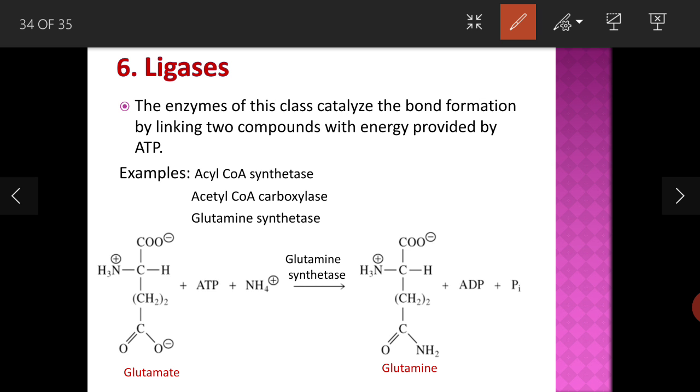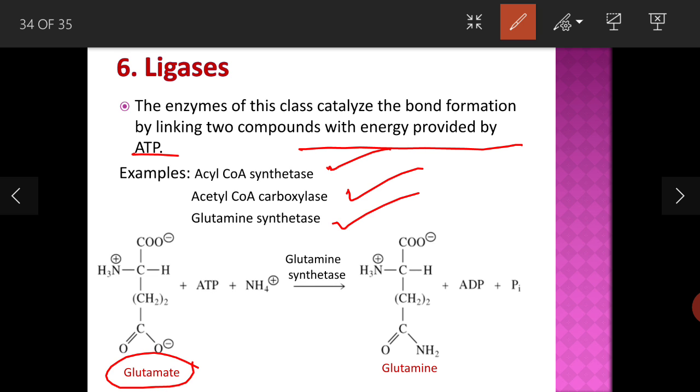So coming to the ligases. Ligation means joining. This class of enzymes catalyzes bond formation by linking two compounds, and they use energy in the form of ATP. Examples I have are acyl CoA synthetase, acetyl CoA carboxylase, and glutamine synthetase. Here you can see glutamine synthetase: glutamate is converted to glutamine by using ATP for energy. Here the amino group is added, so glutamate is converted to glutamine. So this is about the ligases.